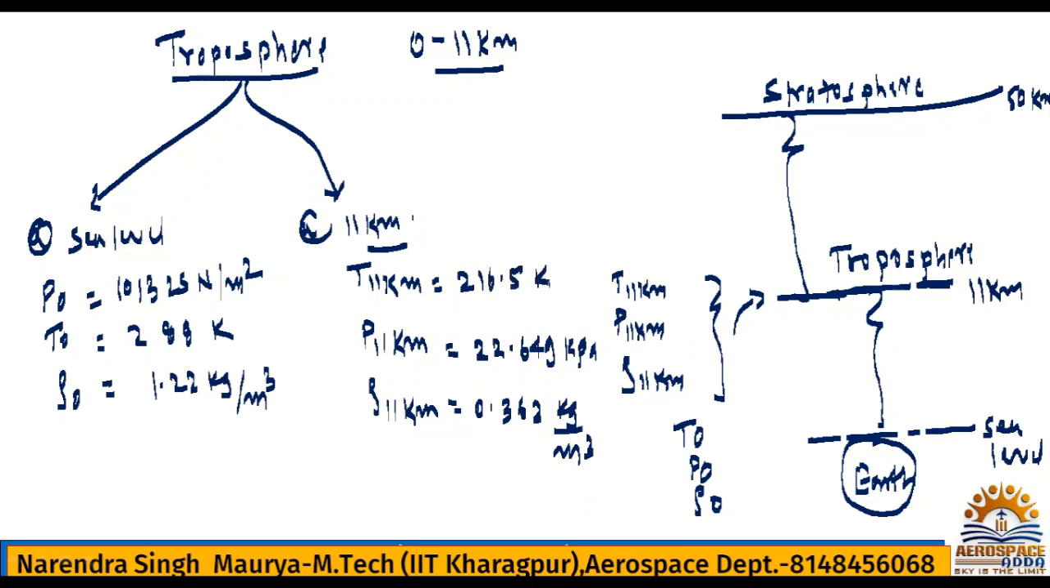Okay. So now for the troposphere, the starting and ending data you should know. Sea level is a universal value, so you always remember it. And at 11 kilometer, the outermost part of the troposphere, T11 is 216.5 Kelvin. Then again pressure, density. Okay. Now my next question will be the calculation of pressure, temperature, and density in the stratosphere. So let us see.